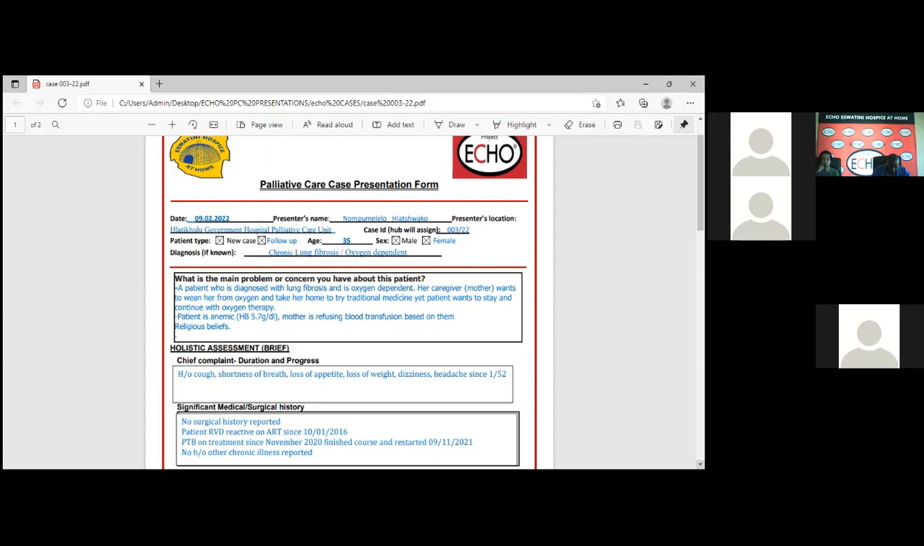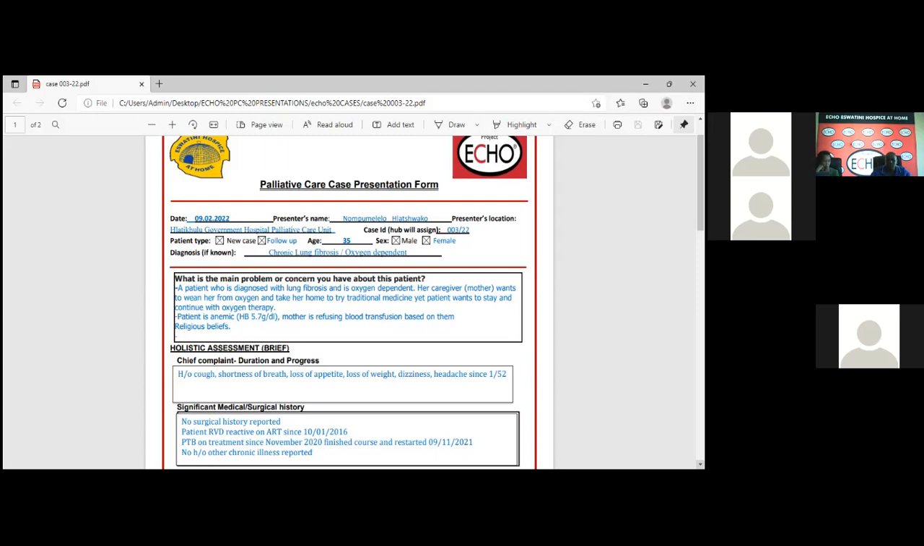She came presenting with history of cough, shortness of breath, loss of appetite, loss of weight, dizziness, and headache since a week ago. No surgical history was reported.